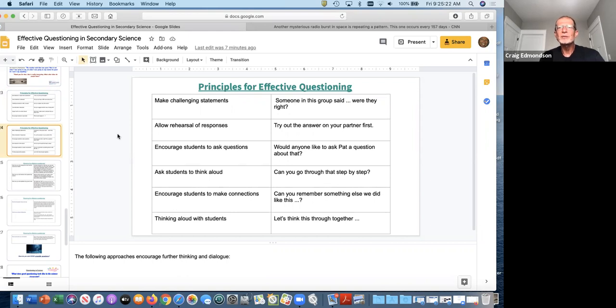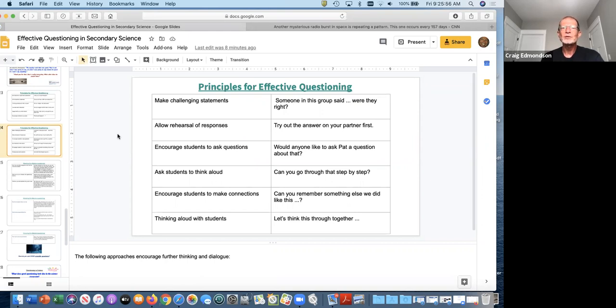Make challenging statements. So focus in on what somebody in the group would say. Say, someone in this group said, were they right? Were they wrong? Why? And that right there is a closed-ended question. Were they right? Yes. Okay, well, you need to dig in further to that. Why were they right? Why do you feel they were right? Or you disagree with their decision. Why do you disagree? Give me some details. Can you clarify your thinking on why you don't think Dan was right in his answer?